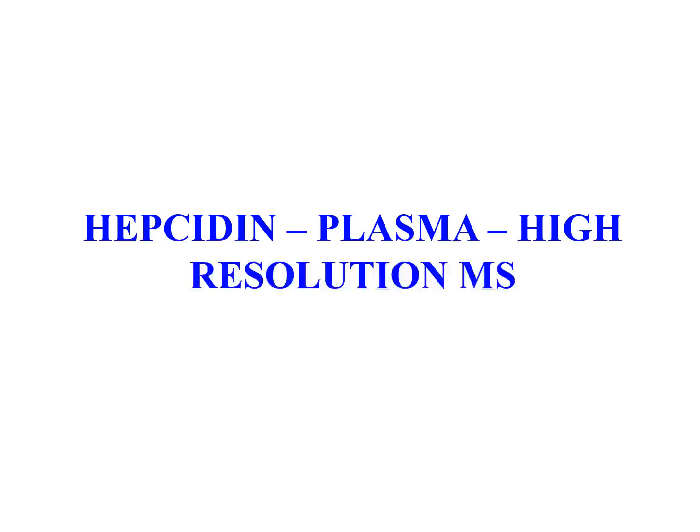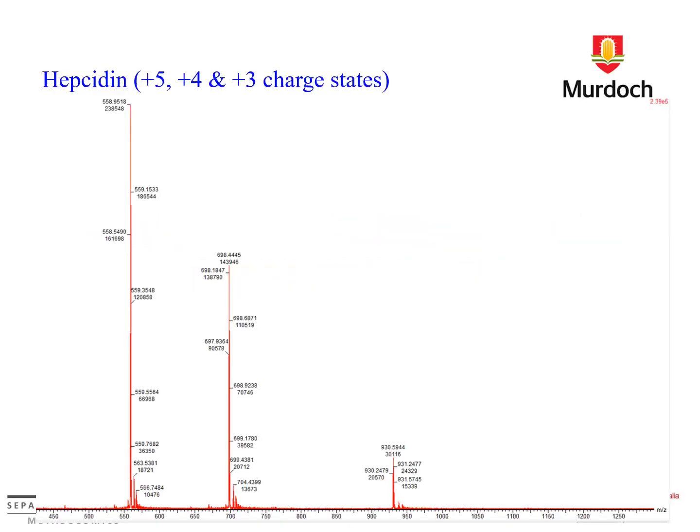But returning to round robin number 2, around that time, 2012, we moved from using nominal mass instruments to using high resolution mass spectrometers, and along with that, we were making measurements in both plasma and serum. And we started to use a Synapt G2S quadrupole time of flight mass spectrometer to do our measurements. And here we've got a measurement of hepcidin 25, where we can see the +3, the +4, and the +5 charge states.